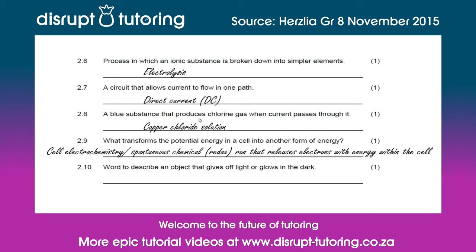Okay, and finally 2.10, a word to describe an object that gives off light or glows in the dark. The word that we use here is phosphorescent. Alright, and the process is called phosphorescence. Okay, so that's that for question 2 in this question paper.